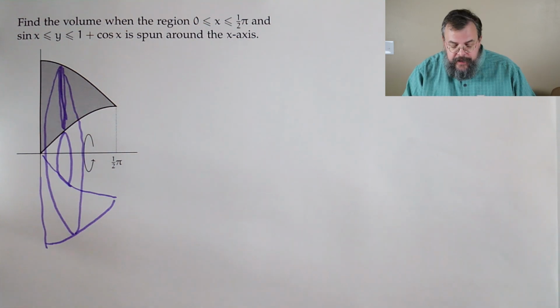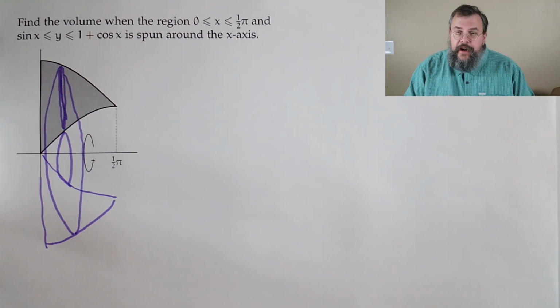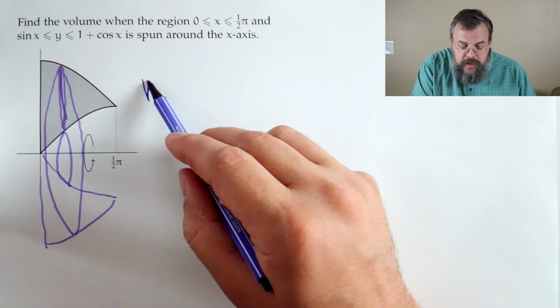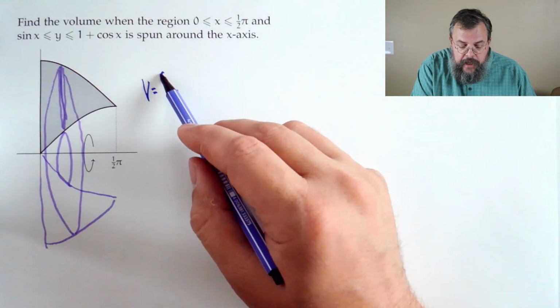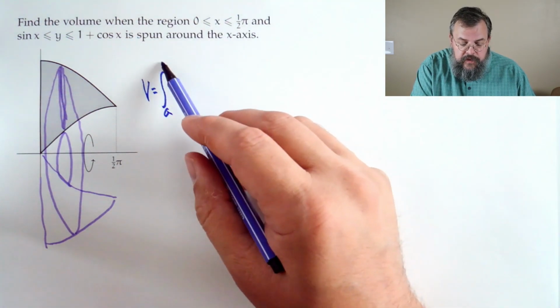All right, good. So where do we begin? Well, let's begin with writing down our basic formula. So our volume is equal to adding up, which means integrating, from where we start to where we stop.